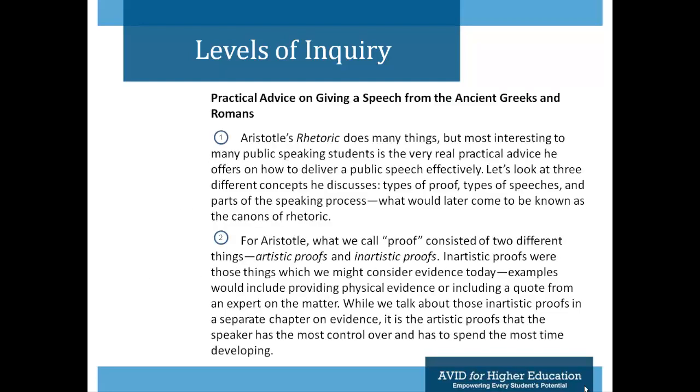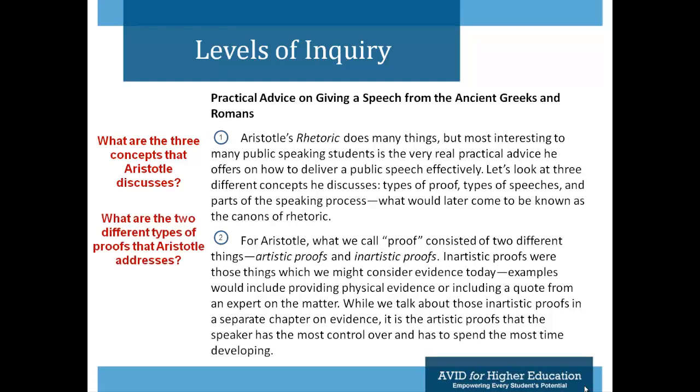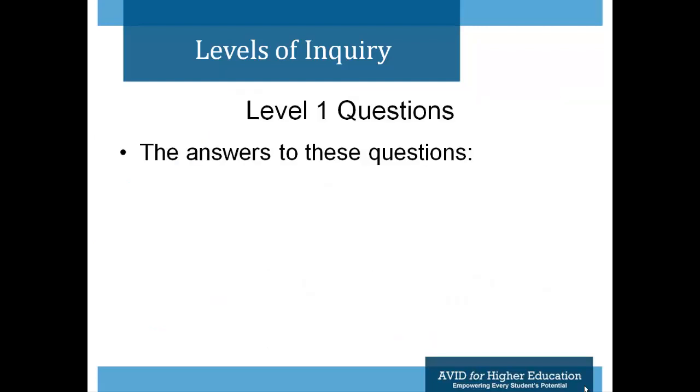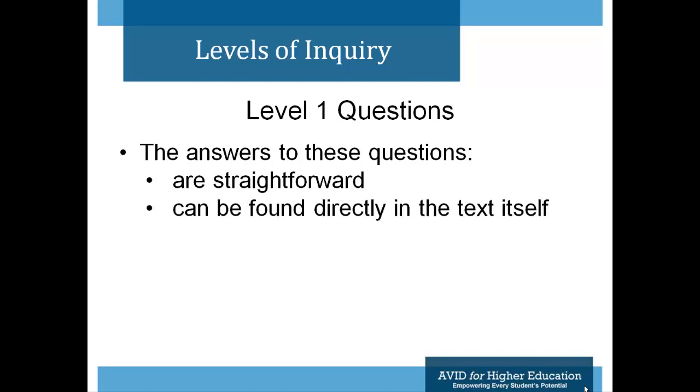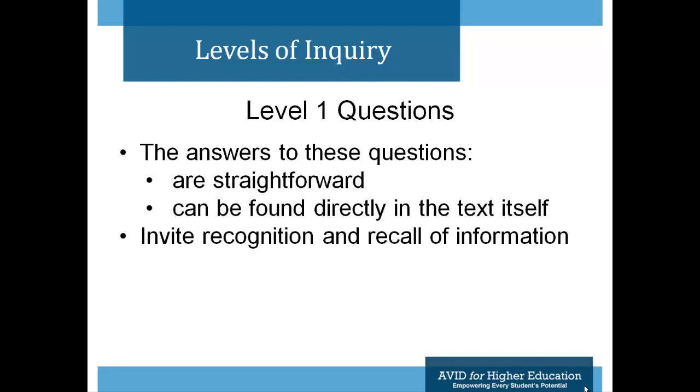Here are some student-generated Level 1 questions developed in response to a text entitled Practical Advice on Giving a Speech from the Ancient Greeks and Romans. What are the 3 concepts that Aristotle discusses? What are the 2 different types of proofs that Aristotle addresses? Which proof does the speaker have the most control over? As you can see, the answers to these questions are very straightforward and can be found directly in the text itself. They merely invite recognition and recall of information.